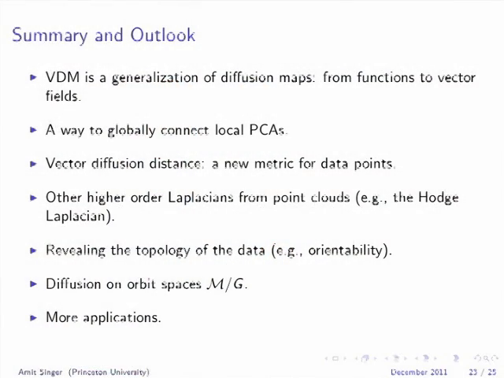I would like to summarize now. What I showed you is a generalization of diffusion maps and Laplacian eigenmaps that goes from functions over the data set to vector fields, basically using the heat kernel, not for functions, but for vector fields. You can think of it as a way to globally connect many local PCAs. I think that all of you sitting here realize the importance of PCA in data analysis. And what I showed you here is a way to transport vectors from one local PCA to another over your data set.